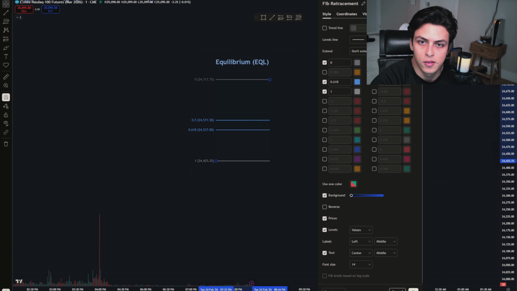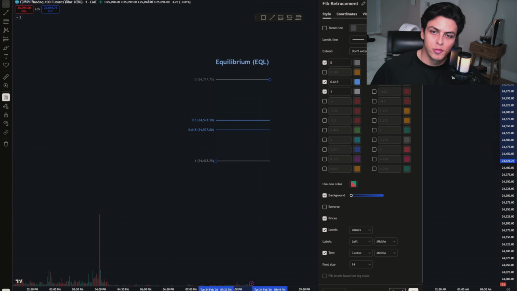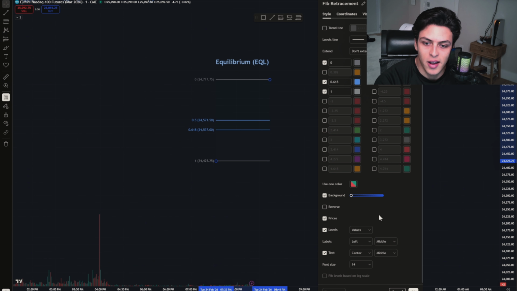This, and this. If you don't have this on your chart, what you want to do is type in 0, type in 0.618, type in 1, type in 0.5, and have the same exact things that I have added here, okay? Just pause the video and copy these exact settings for the Fib retracement.